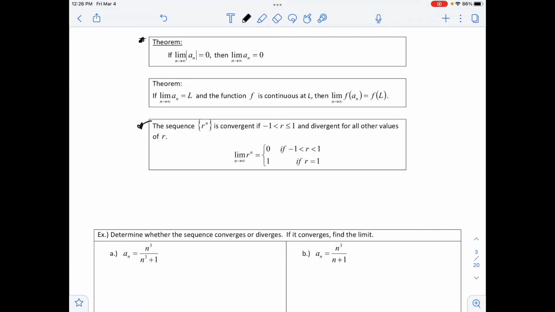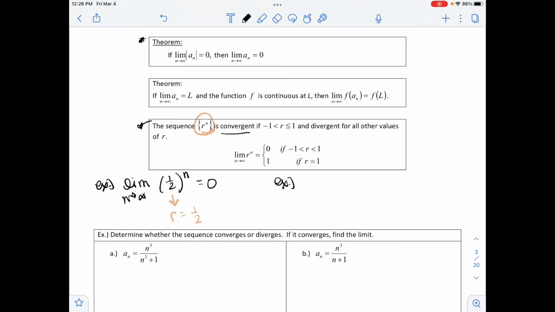And then right below that we have another definition that says the sequence r to the nth power is convergent if r is between -1 and 1 and divergent for all other values. So this ties into that geometric sequence like we saw before that we learned back in Algebra 2. For example, if I asked what is the limit as n approaches infinity of 1/2 to the nth power, since r is equal to 1/2, and that is in between -1 and 1, we can say that this limit is going to equal 0.